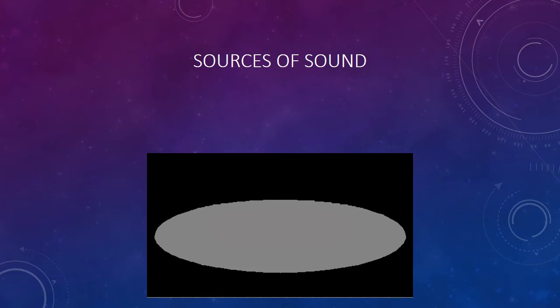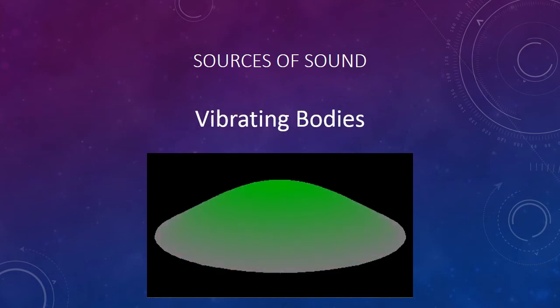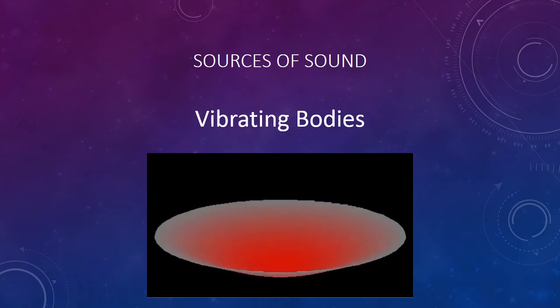There are four main sources of sound. First, we have vibrating bodies. Vibration is a repeating back and forth or up and down motion. An example would be a drum head. When I hit a drum head with a stick, it deforms, but because it is elastic, it bends back. As the head moves, it causes a compression and rarefaction of air, which becomes a sound wave.